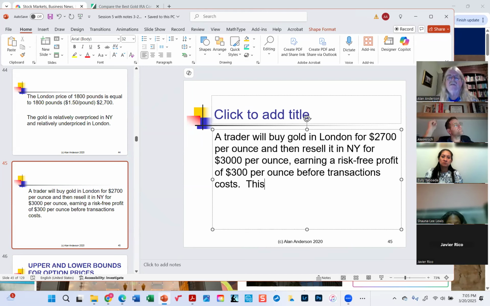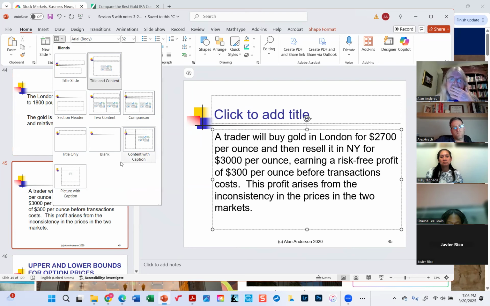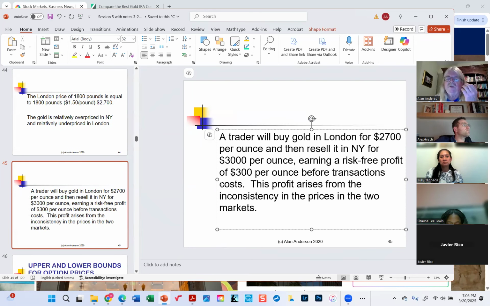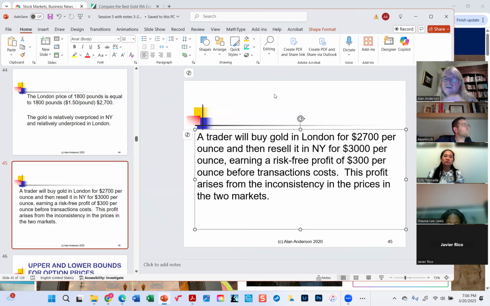And this profit arises from the inconsistency in the prices in the two markets. So in other words, an arbitrage results when there's a mispricing of some kind. Now, of course, this will disappear very quickly because as everybody else sees that they'll start buying gold in London, the price will go up. They'll sell it in New York, the price will go down, and pretty quickly the prices will match again.